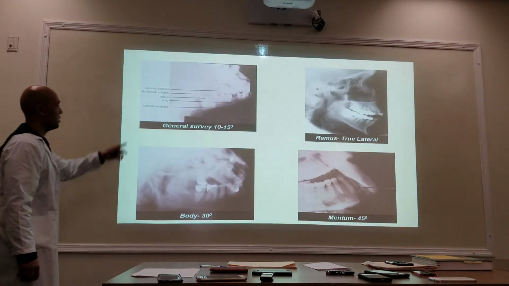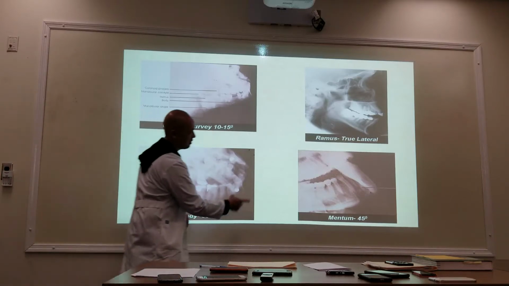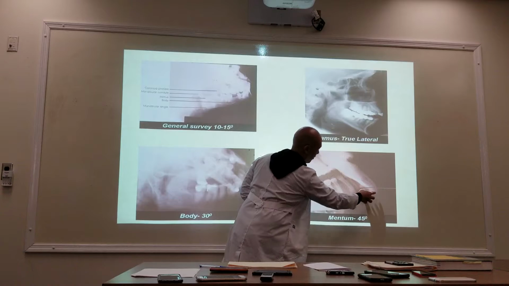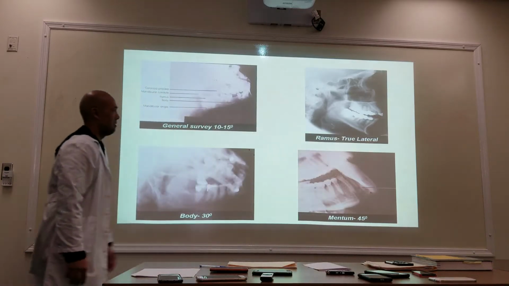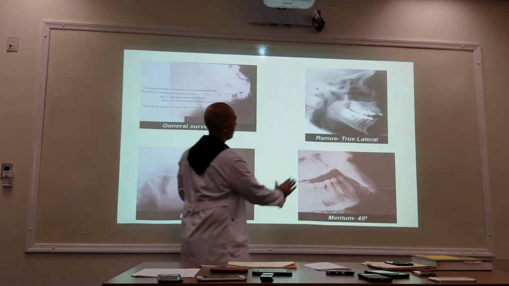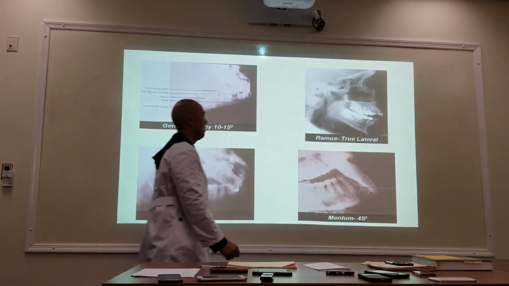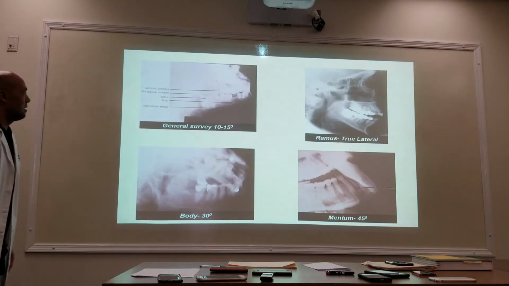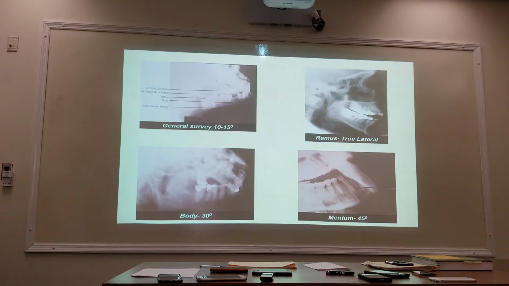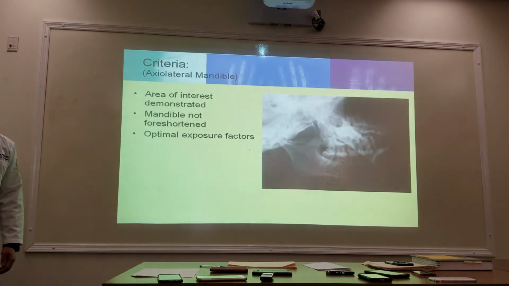Okay. So general survey. If I want to look at the body, 30 degrees. If I want to look at the mentum, 45 degrees. And then just a true lateral to look at the ramus, this area right here. Makes a lot more sense when I do the 3D app, huh? Yeah, it does. Okay.